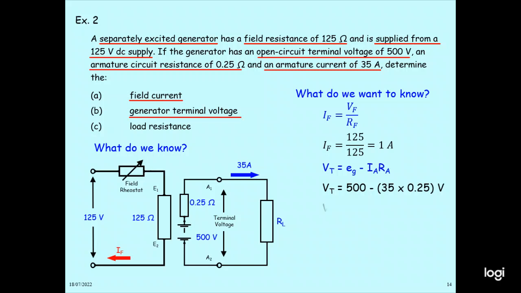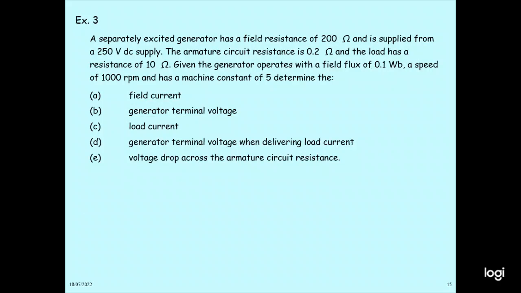The next problem. A separately excited generator has a field resistance of 200 ohm and its supply is a 250 volt DC supply. The armature circuit resistance is 0.2 ohm and the load has a resistance of 10 ohm. Given the generator operates with the field flux of 0.1 weber, its speed is 1000 RPM and has a machine constant of 5, determine the field current, generator terminal voltage, load current, generator terminal voltage when delivering the load current, and the voltage drop across the armature circuit resistance.